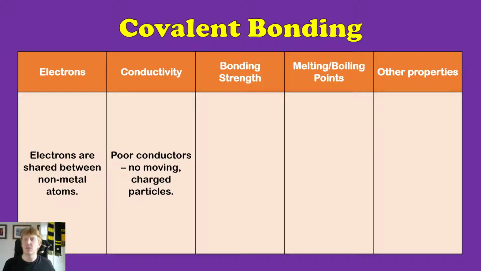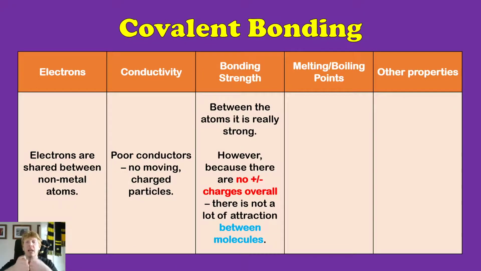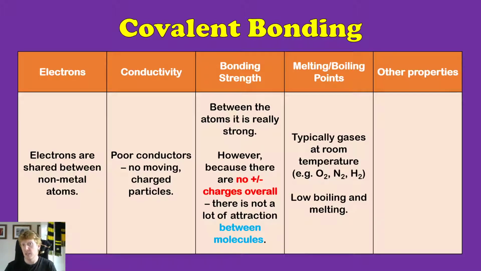What about the bonding strength? And this is where it gets a little bit more complicated for covalent structures. Between those atoms, between those fluorines where they're sharing those electrons, that bonding is really strong. It's holding those fluorines together really tightly, okay? However, because that fluorine F2 we now have has no positive or negative charge overall, it means that this fluorine is not attracted to other fluorines around it. And what that means is there is not a lot of attraction between molecules, which means that their melting points and boiling points are really quite low.